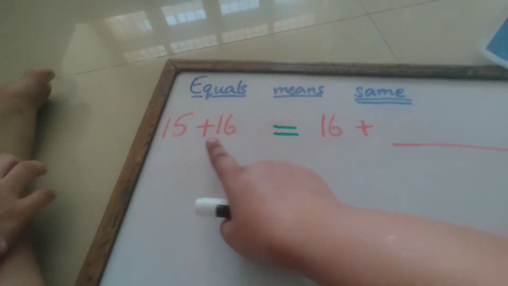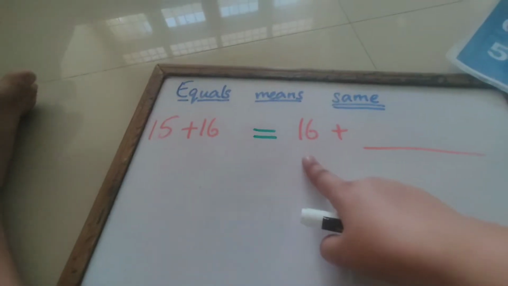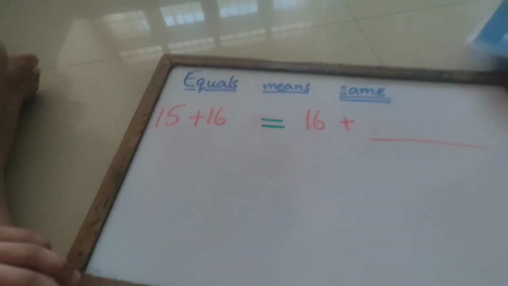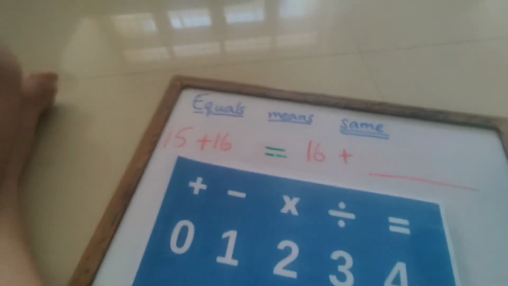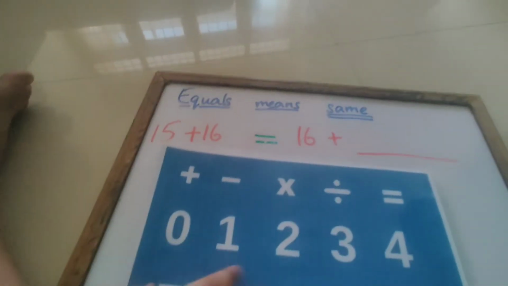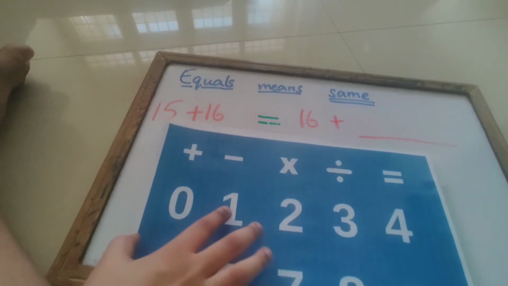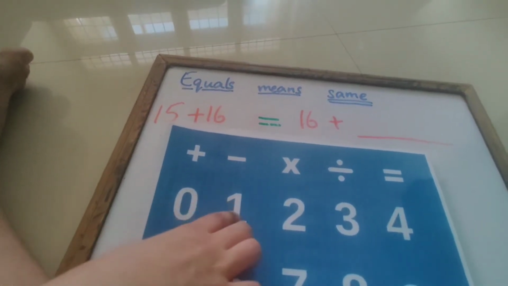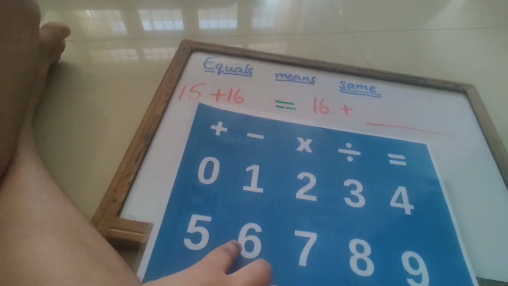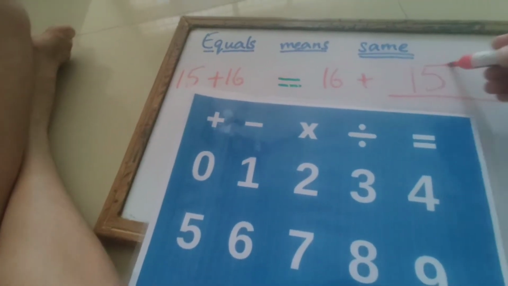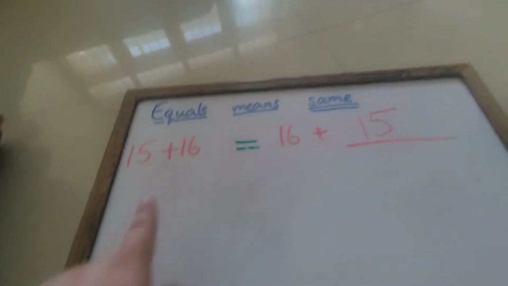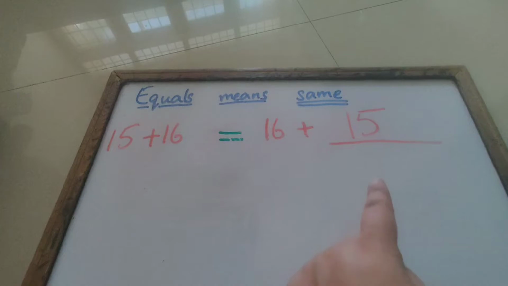Shriram, we have one more expression. See, 15 plus 16 is 16 plus what? Remember that they should both be the same. That's why we have the equal sign there. 16 plus 15. See, look at this. 15 plus 16 is 16 plus 15.